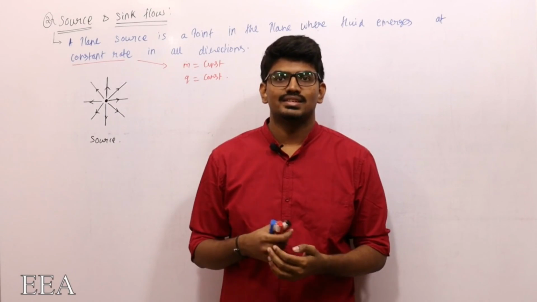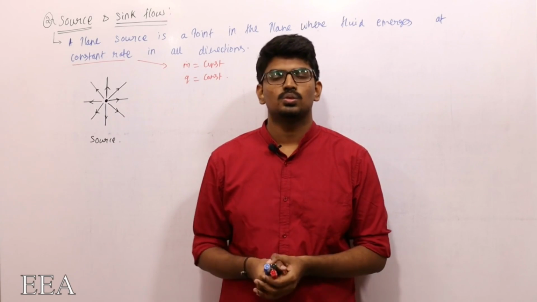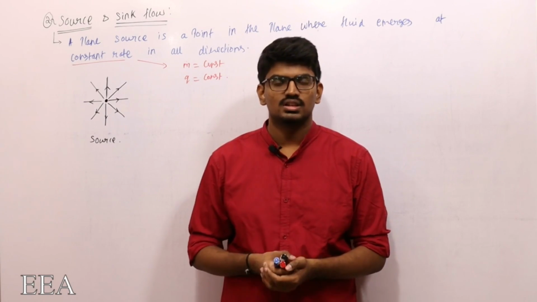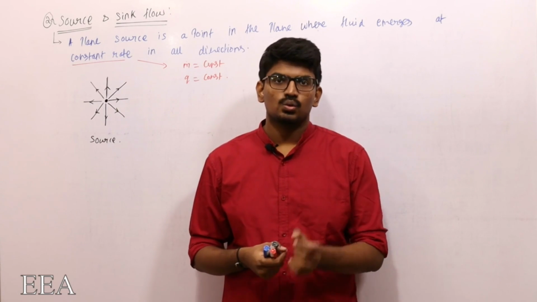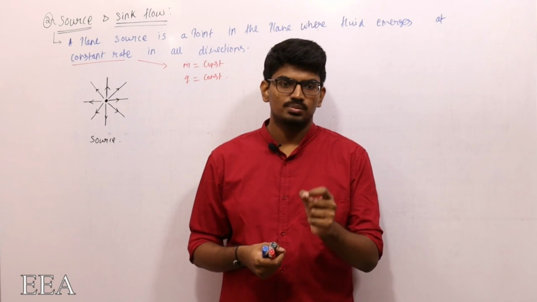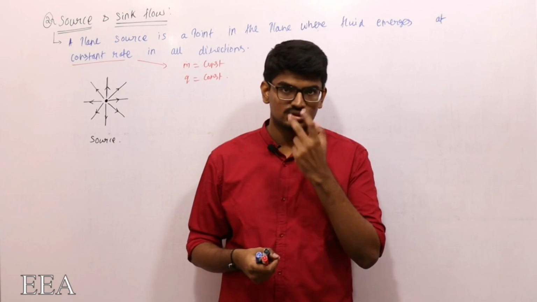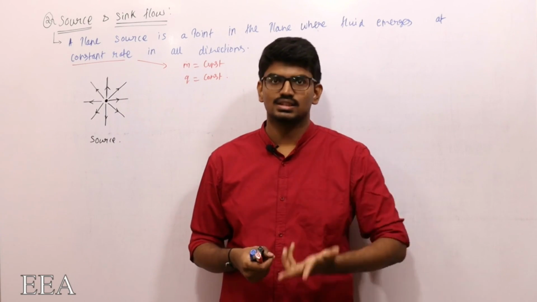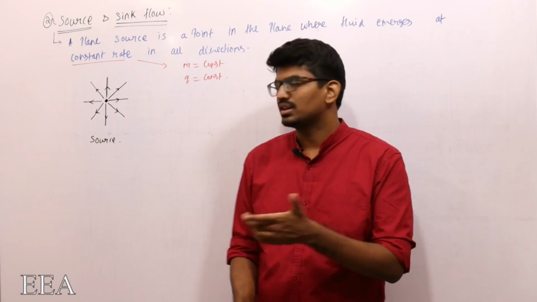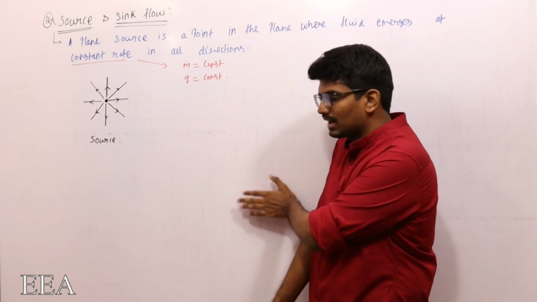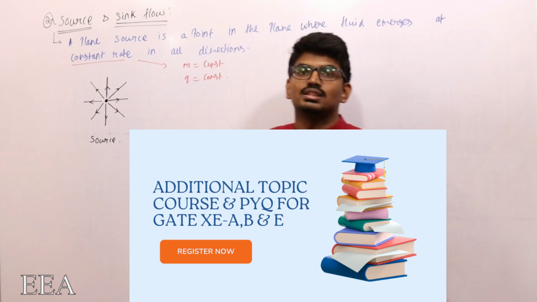Let us start the next type of flow, basic flows or elementary flows, that is source and sink flow. First of all, what is this source? To be more precise, we will be calling it plain source and similarly plain sink. Why am I calling it plain source? Because I am going to describe it only in an xy plane. I'm not going to consider the third direction.